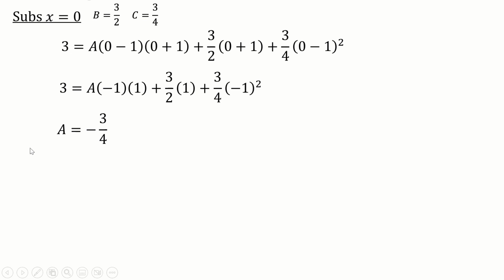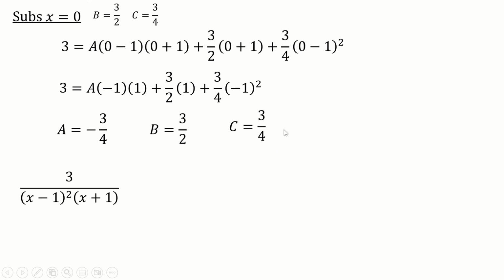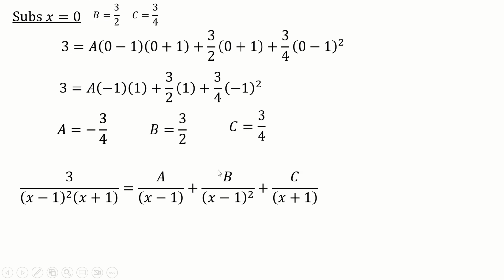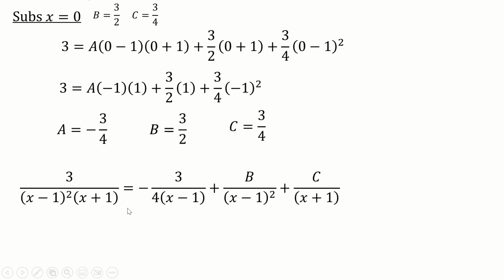Right, so now we have all the values that we need, which are A, B, and C. We can substitute all these values into our partial fraction. First we substitute A equals negative 3 over 4, so we get this fraction. Then we substitute B equals 3 over 2, so we get 3 over 2 times (x minus 1) squared. And then C is 3 over 4, so we get 3 over 4 times (x plus 1). So this is the partial fraction for 3 over (x minus 1) squared times (x plus 1).